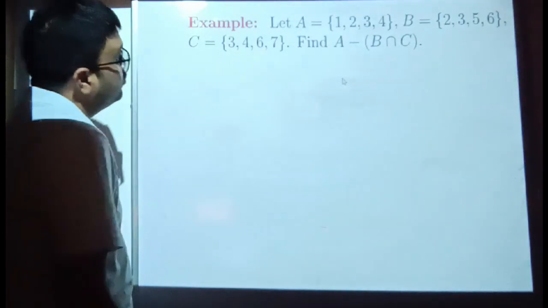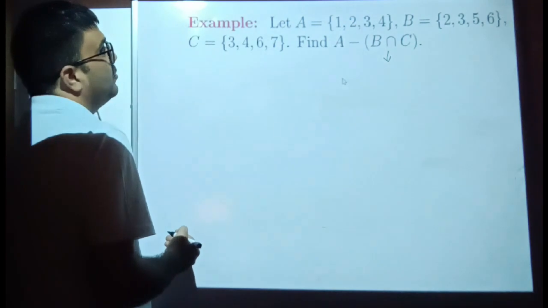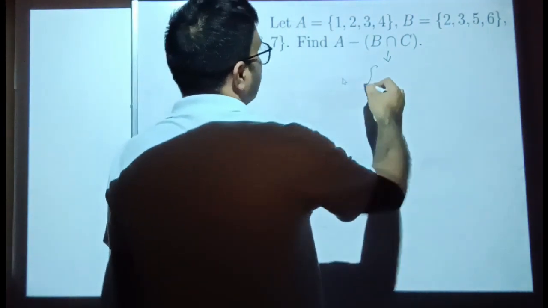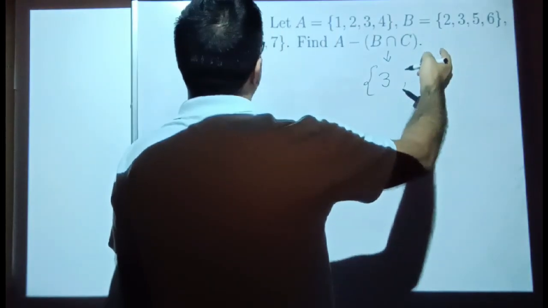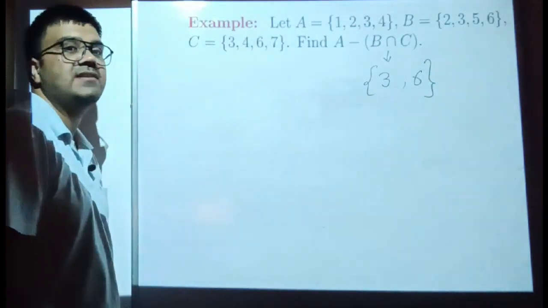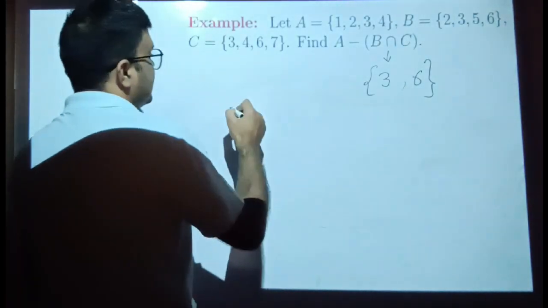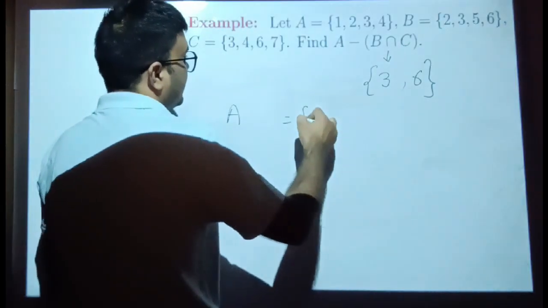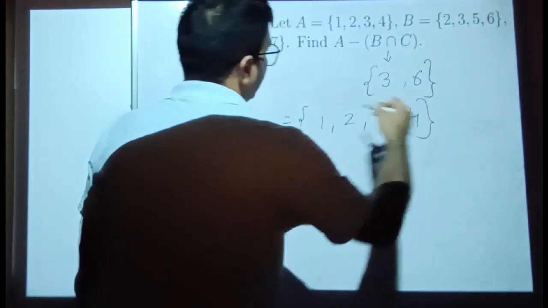So, first of all, we calculate B intersection C. B intersection C means common elements between B and C. 2 is not common, 3 is common, 4, 5 are not common, 6 is common. B intersection C has elements 3 and 6. A has elements 1, 2, 3 and 4.